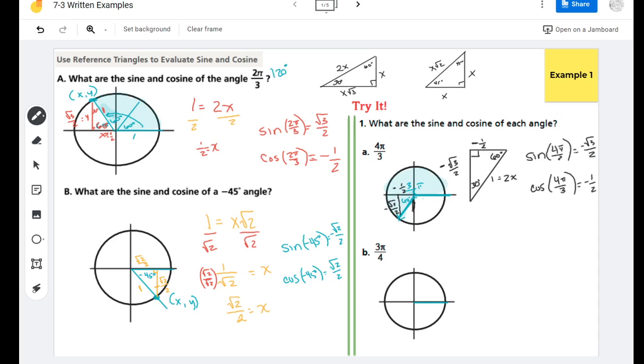So remember, you don't necessarily have to try to find these reference angles and stuff if you have a unit circle that your teacher lets you use. Okay?